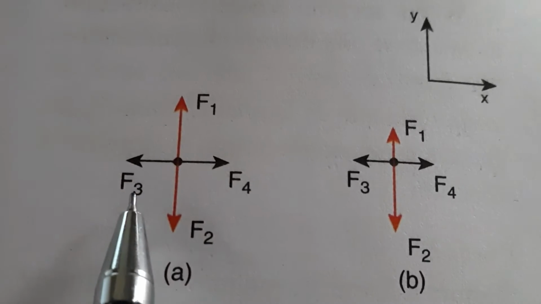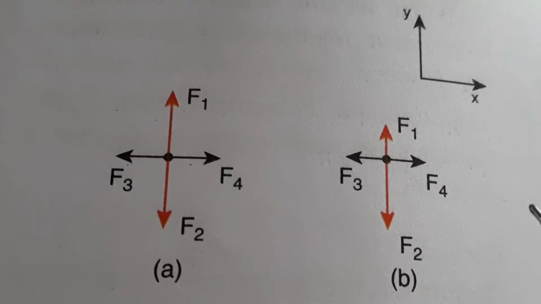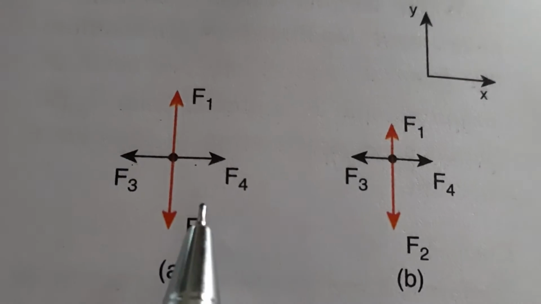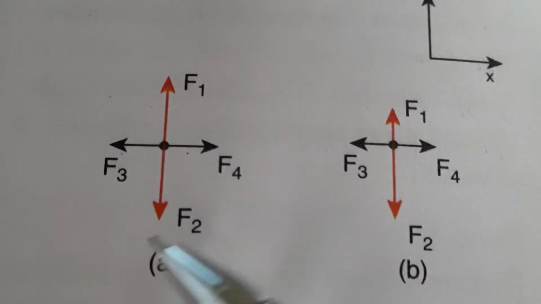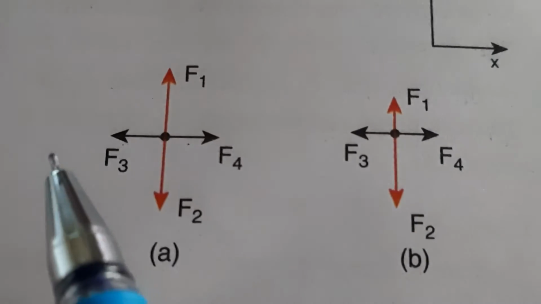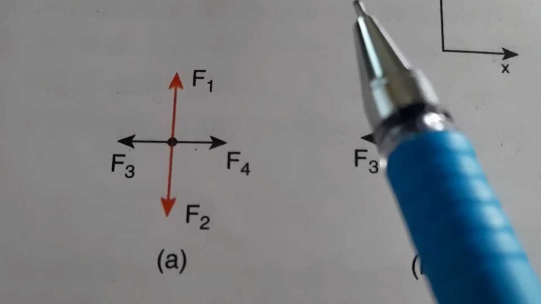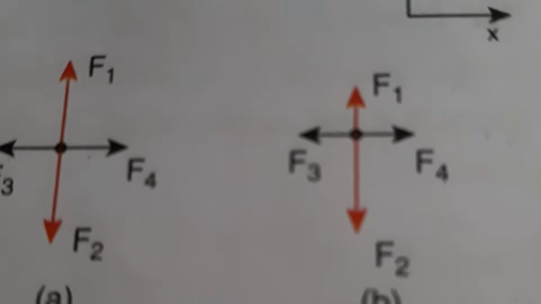Now if you take the x direction, F3 and F4, they are also having equal length. So net force in x direction is also 0. Okay. So there is no acceleration in the x direction also. So the first case, there is no acceleration in x direction and no acceleration in y direction. Now coming to the second diagram.